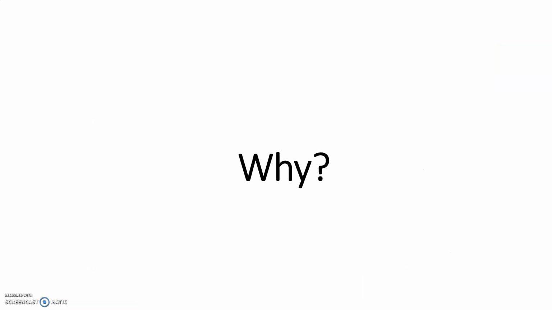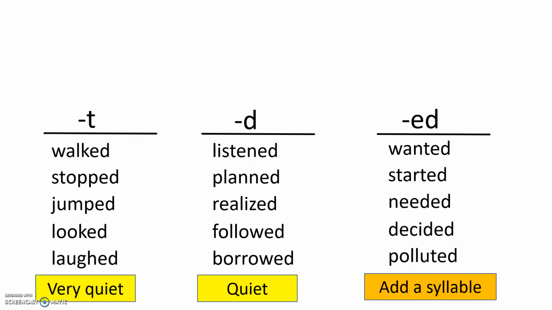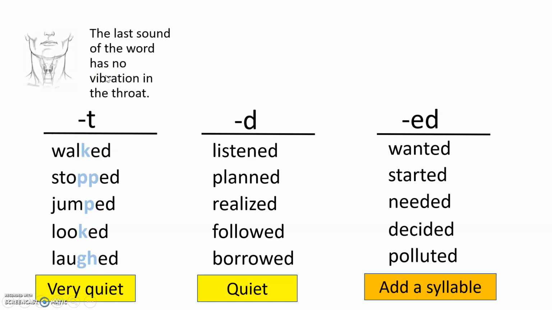Now, why do these words have different pronunciations? The spelling is the same. Why is the pronunciation different? And this has to do with the way that the sounds are formed. So, for example, let's look at group 1, and you have to pay attention to the last letter or the last sound in the verb. Walk, stop, jump, etc. So in these words, the last sound of the word has no vibration in the throat. If I say k, p, k, f, those are quiet sounds.